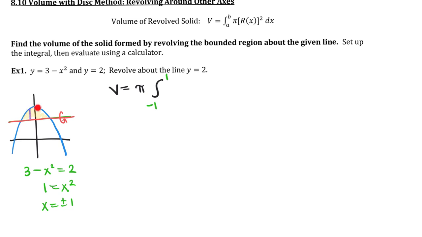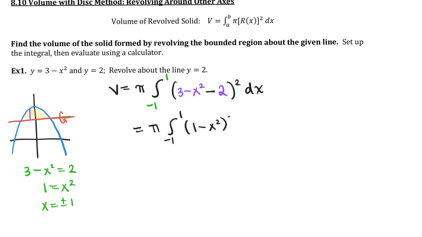Okay, the farther function is the parabola, so that's going to be the 3 minus x squared. And then the closer function is this line. The line is y equals 2, so it's going to be minus 2. And then because it's a radius and I'm squaring it, and then this was with respect to x, I'm going to put it in my calculator. So you can put this directly in your calculator. If it is helpful, you can simplify it first. It's up to you. If it's a calculator active problem, you do as much as you need to do to make it helpful. And don't forget about the pi on the outside.